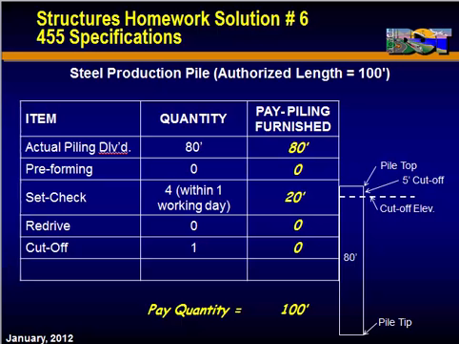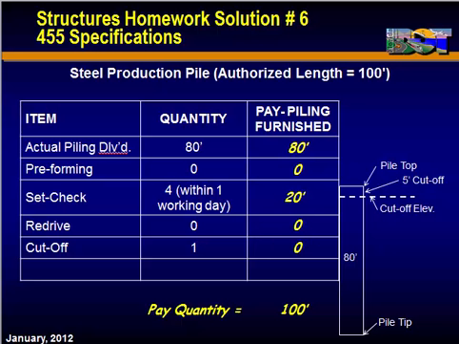Here, the contractor brought out an 80-foot pile. He drove the pile and reached bearing by 75 feet, but we still pay the contractor for the 80 feet. So set checks, we had 4 set checks within 1 day. Steel pile, you're allowed 2 free within the first day, so we added another 2 set checks. So this is a production pile, so we give the contractor 10 feet for each additional set check after the first one. That's why we have 20. And then we didn't redrive anything, so it's 0, and cutoff is 0.